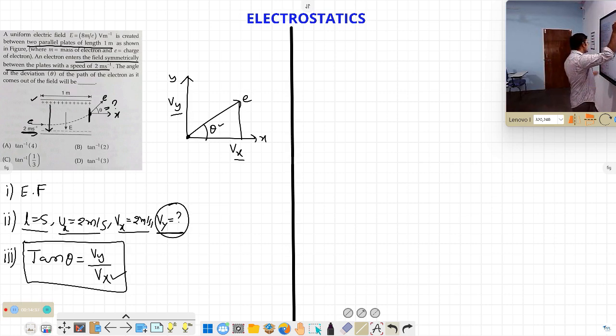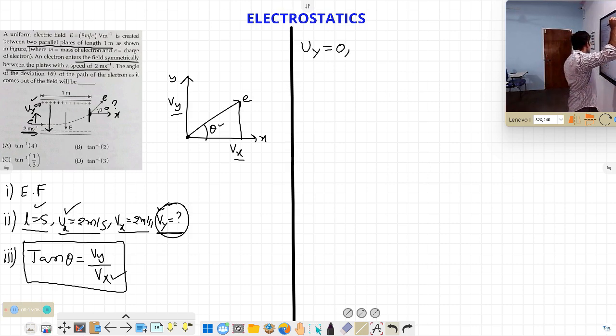So the first concept you got. Second concept, a distance is given. To find Vy, the initial velocity is given and the final velocity you have to find. Initial velocity means what direction? Vertical. So you take the initial vertical velocity of this electron as 0, because it is going horizontally. There is no vertical velocity initially. So uy is equal to 0 initially.